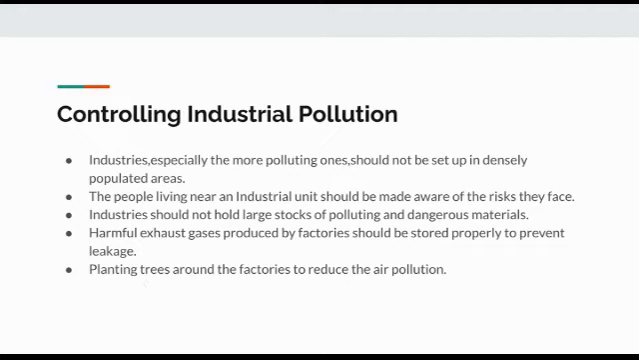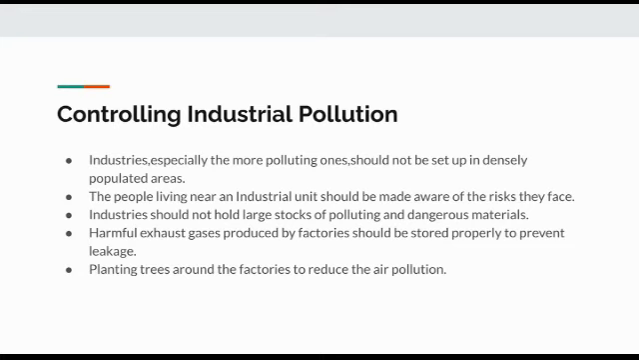So, clear about the industries? I think all of you got an idea about industries: their importance, need, location, some of the major industries, in which ways pollution happens due to industries, and how to control it.